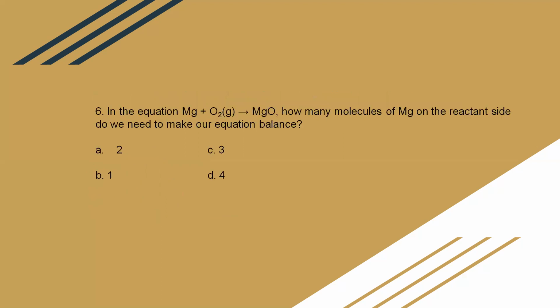6. In the equation, magnesium and oxygen gas form magnesium oxide. How many molecules of magnesium on the reactant side do we need to make our equation balance? A 2, B 1, C 3, D 4.